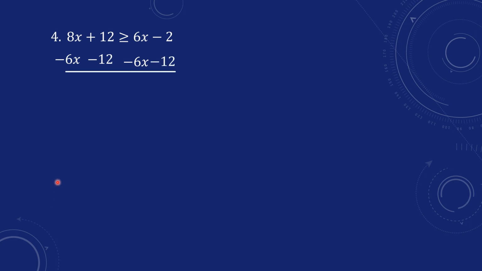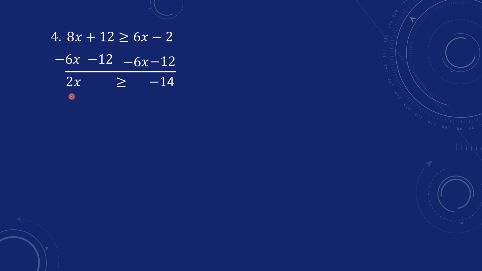8x minus 6x is equal to 2x, positive 12, negative 12 is 0. Let us not write 0 anymore. 6x, negative 6x is 0. Let us not write 0 anymore. Negative 2, negative 12 is negative 14. So this is now equal to 2x is greater than or equal to negative 14.